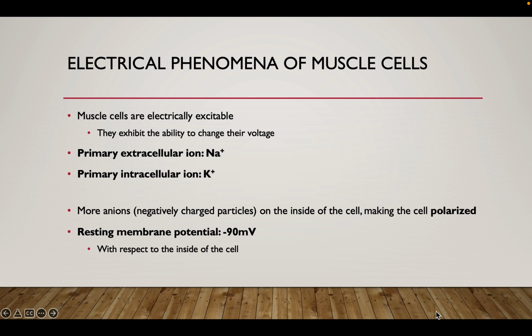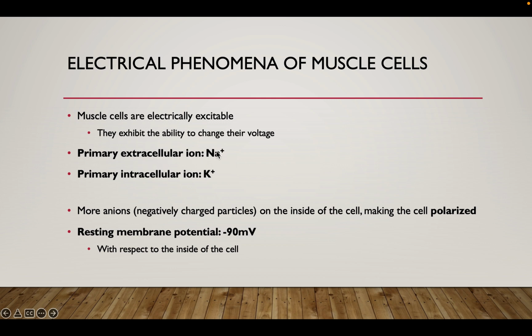Now, the main ions that we talk about are sodium and potassium, but we'll also talk about calcium when we talk about our muscle cells, because calcium is a very important ion for skeletal muscle contraction, as well as cardiac muscle contraction. Our primary extracellular ion, sometimes called your extracellular electrolyte, is sodium, and your primary intracellular electrolyte is potassium. So the main ion you find inside the cell is potassium, and the main ion you find outside the cell, or extracellular, is sodium.